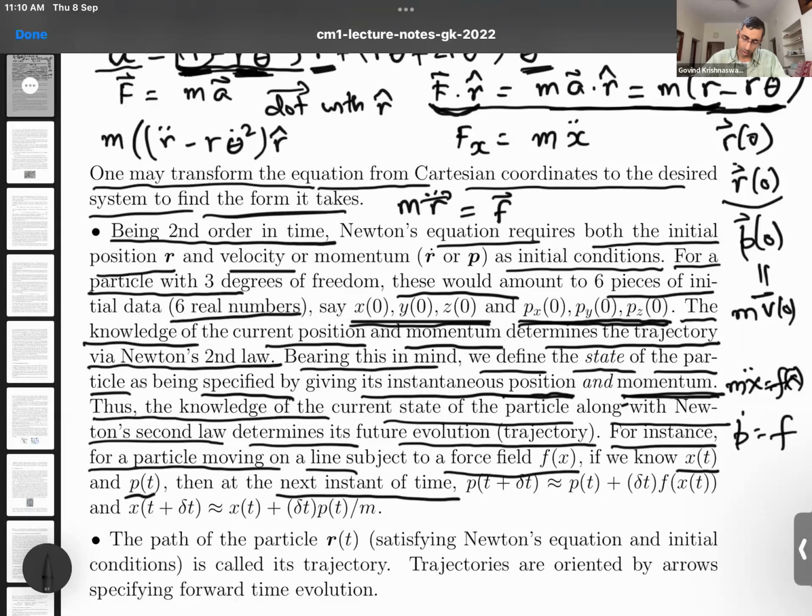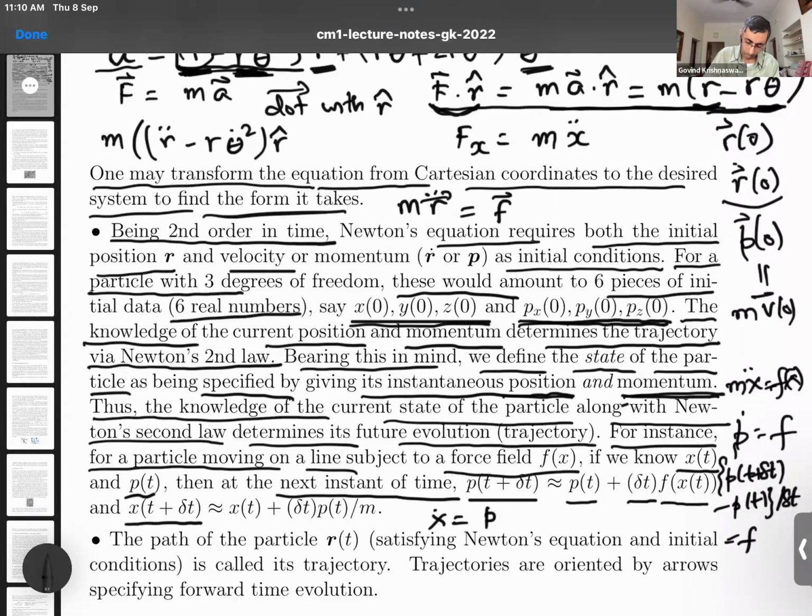So if I integrate this or write it in difference quotient form, it will say p of t plus delta t minus p of t divided by delta t is equal to f. Okay, so I simply take the delta t to the right hand side and find that the momentum at the next instant is given to first approximation by the momentum at the initial time plus delta t, the little time that has elapsed, times the force at the initial location. And similarly, we can find the position at the next instant of time by integrating the equation x dot is equal to p.